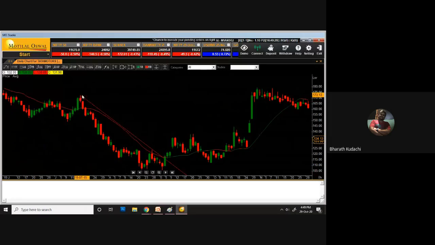I have connected the peak point. This is my peak point. I have connected this, and you can see this is clearly a downtrend because my market price is lesser than my moving average. So here at this point they intersect with each other.